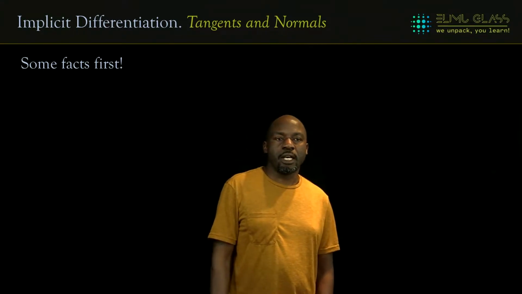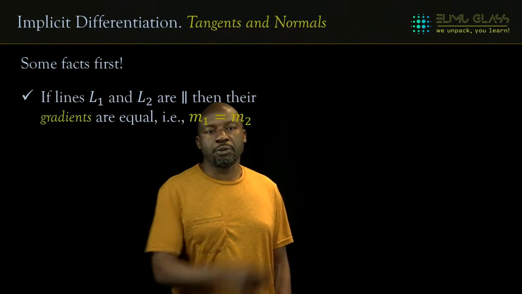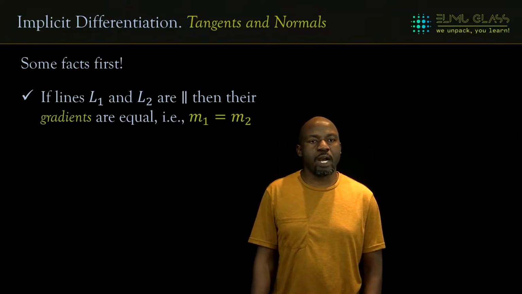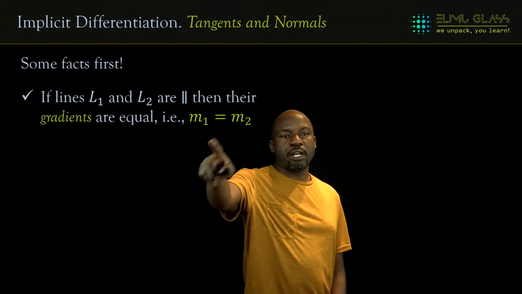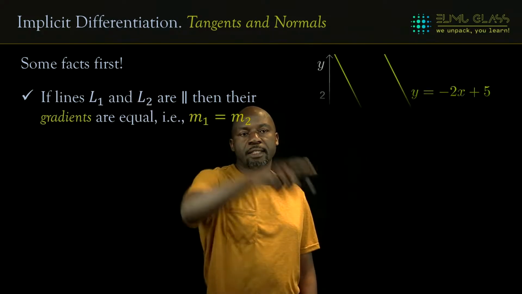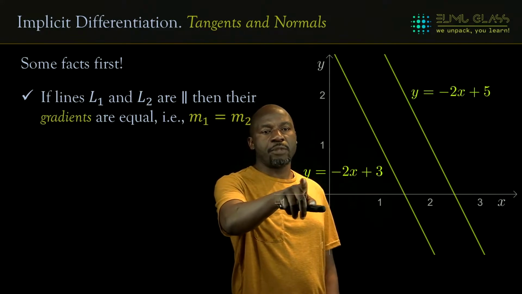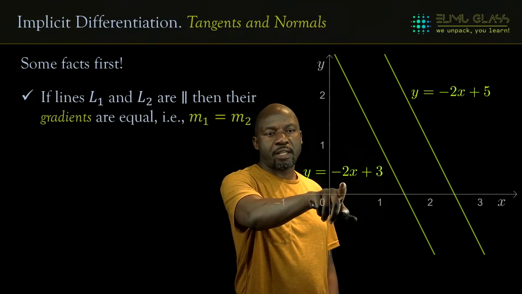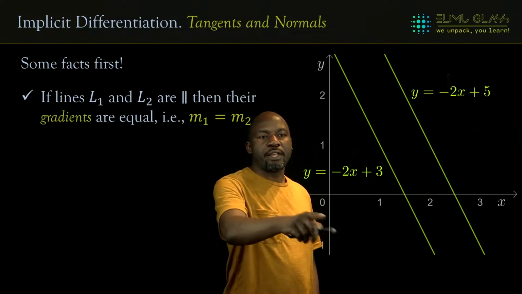Number 2, another set of facts that we need to know is that if two lines L1 and L2 are parallel, then their gradient is the same. Again, this is something we've known for quite a while now. And if the two lines are perpendicular, then the product of their gradients is always -1. We know the gradient from the equation y equals mx plus c, where c is the y-intercept. The coefficient of x there refers to the gradient. So if two lines are parallel, then their gradients are the same.